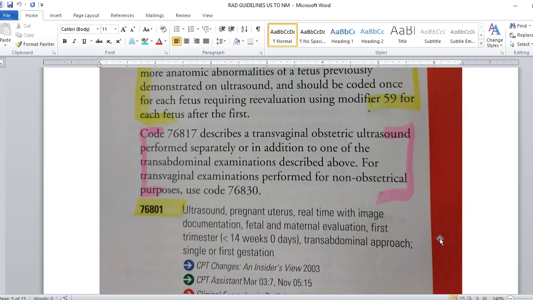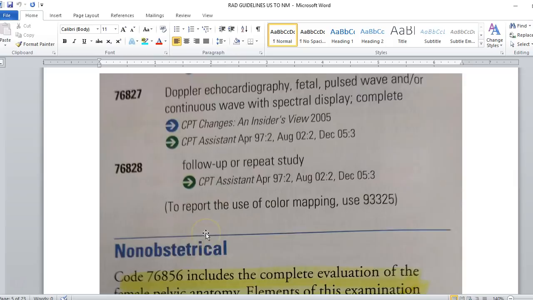And then we have code 76817, which is the transvaginal ultrasound. And again, this is performed separately or in addition to a transabdominal examination. Okay, but again, we have a transvaginal for non-obstetrical use. That's coming in one of the next code sets. Okay, so you can see, for my yellows, I marked yellow.